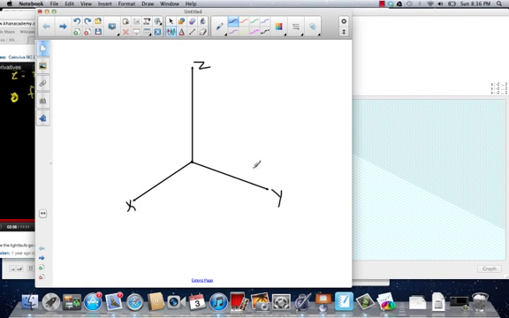Okay, so we have our x, y, and our z. And for every value of x and y, we get a value of z. So for our given values, x equals 2 and y equals 4.